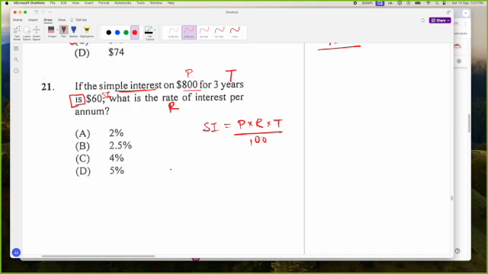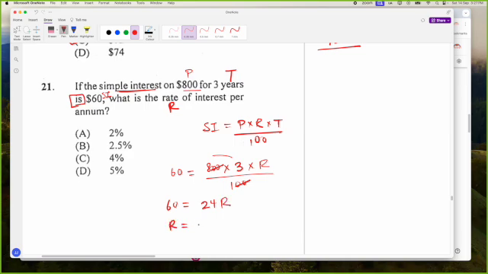So I have the simple interest being $60. The principal is 800 times the rate, which is R, times T, which is 3, and I'll put the rate after, all over 100. I could actually cancel this with this. So you'll have 60 is equal to 8 3s are 24.